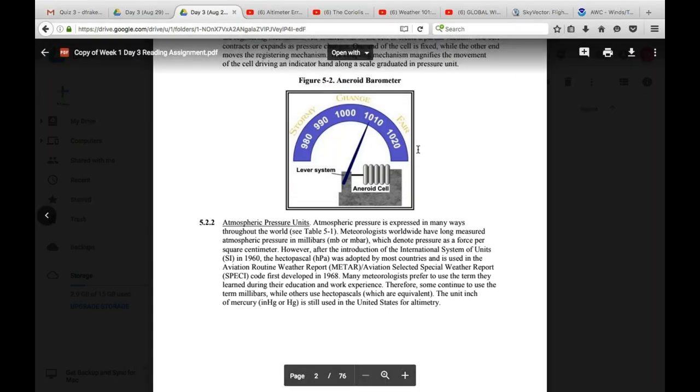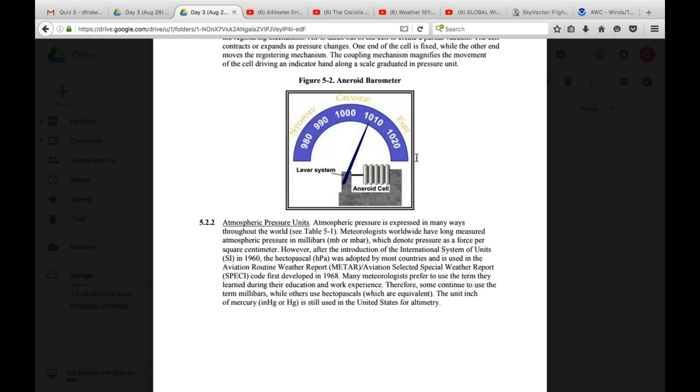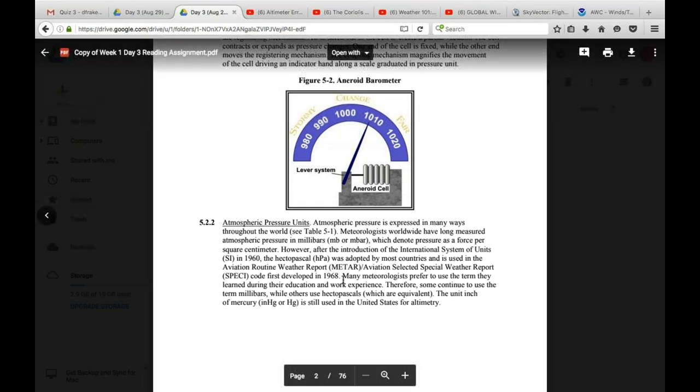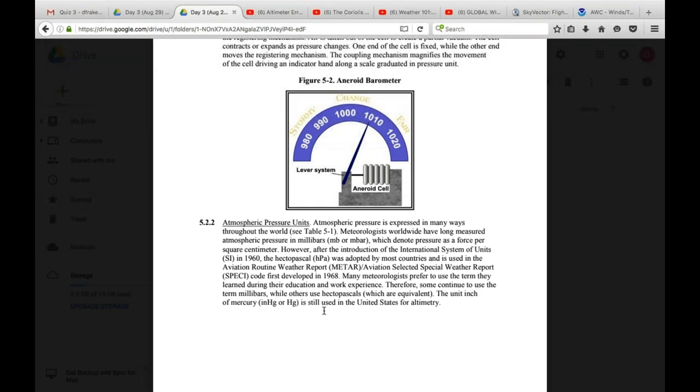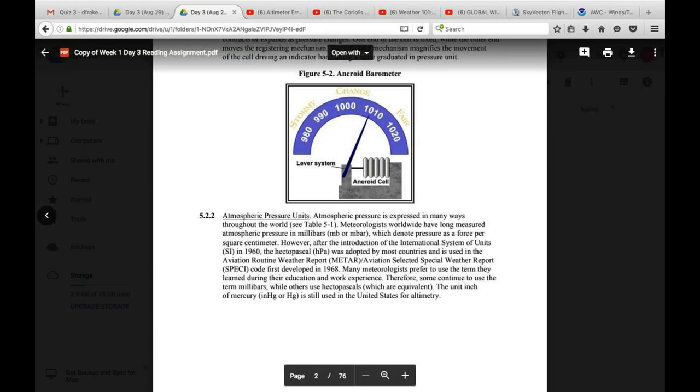Atmospheric pressure units. Atmospheric pressure is expressed in different ways throughout the world. Meteorologists worldwide have long measured atmospheric pressure in millibars, which denote pressure as a force per square centimeter. However, after the introduction of the International System of Units in 1960, the hectopascal was adopted by most countries and is used in the Aviation Routine Weather Report, METAR, and Aviation Selected Special Weather Report, SPECI. Most meteorologists prefer to use the term they learned during their education and work experience. Therefore, some continue to use the term millibars, while others use hectopascals. The unit inch of mercury is still used in the United States for altimetry.